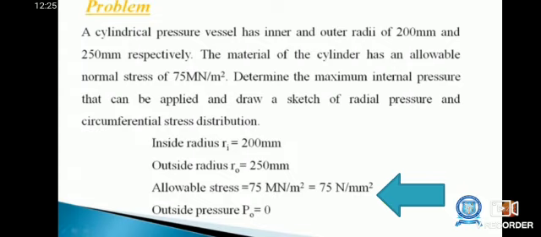First of all, you can write the given data. Already I told you, read the problem one or two times and write the data you understand. Given data: inside radius Ri is equal to 200 mm, outer radius Ro is equal to 250 mm. The allowable stress is 75 meganewton per meter square, converted to 75 Newton per millimeter square. Then the outside pressure Po is equal to 0, which is an assumed value.